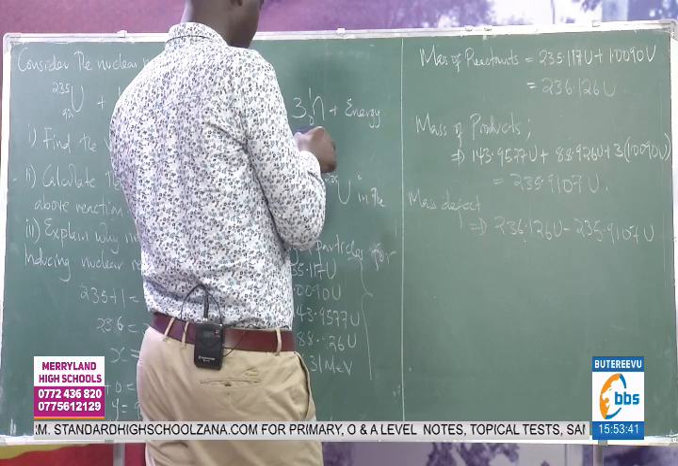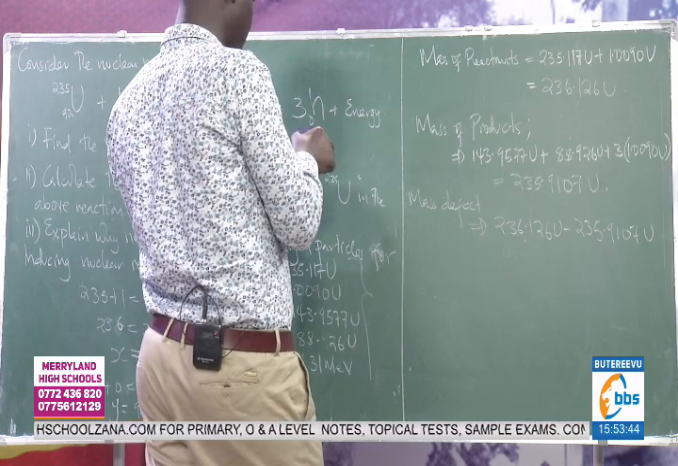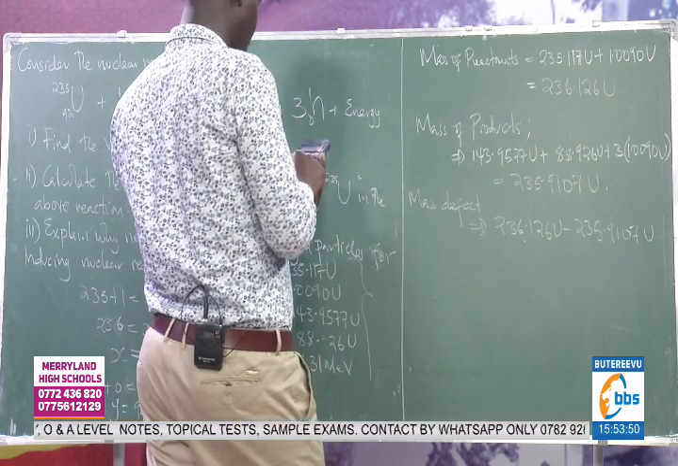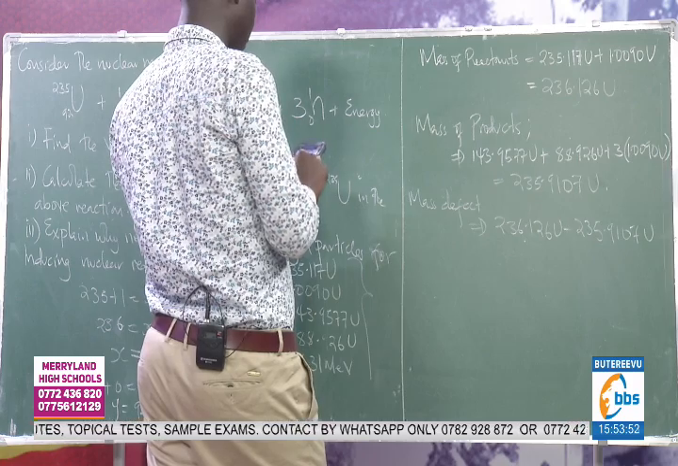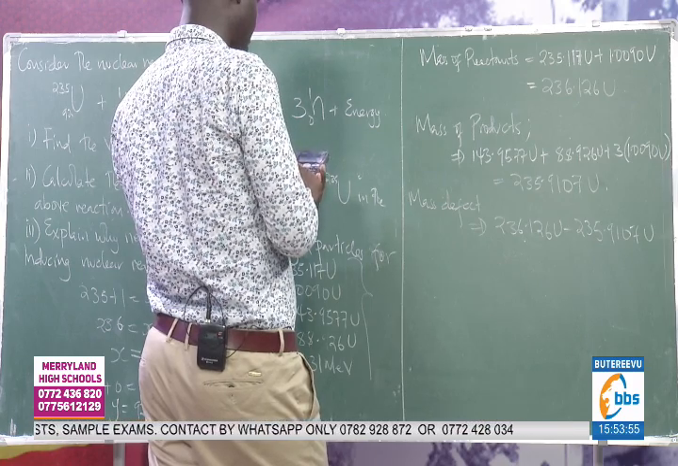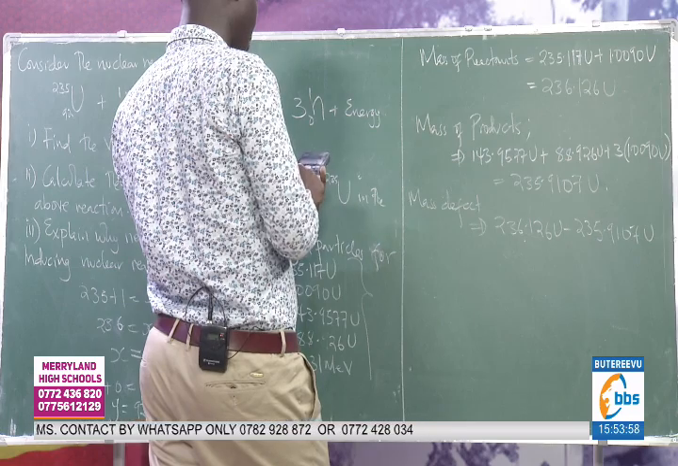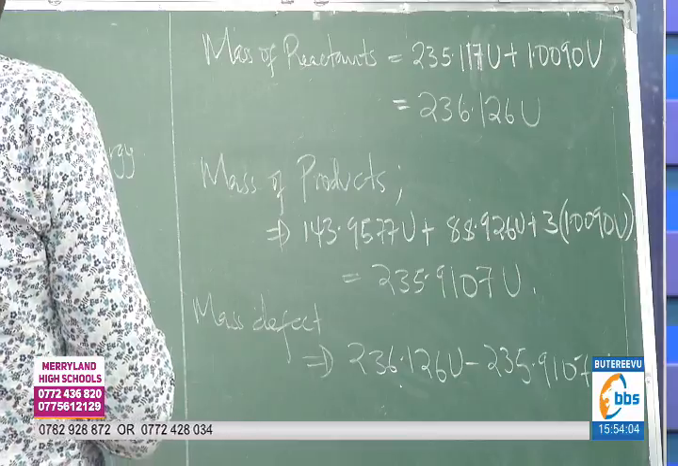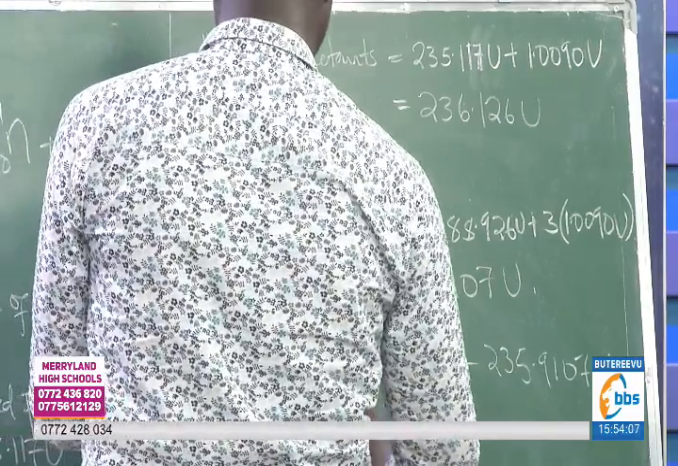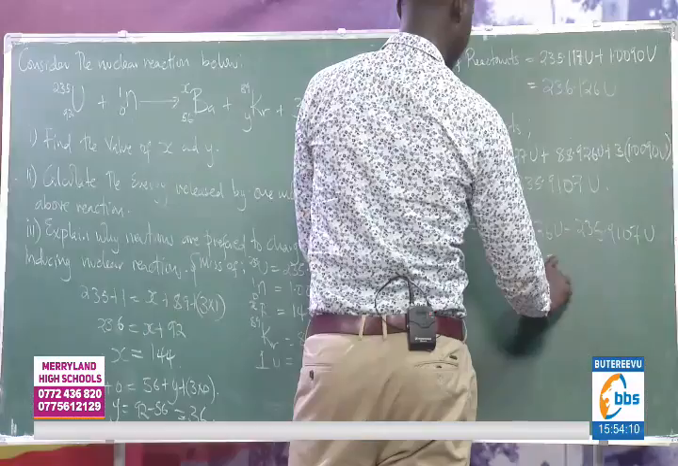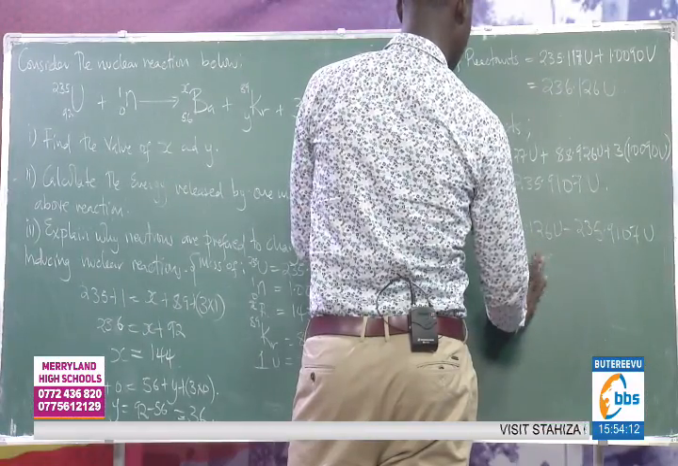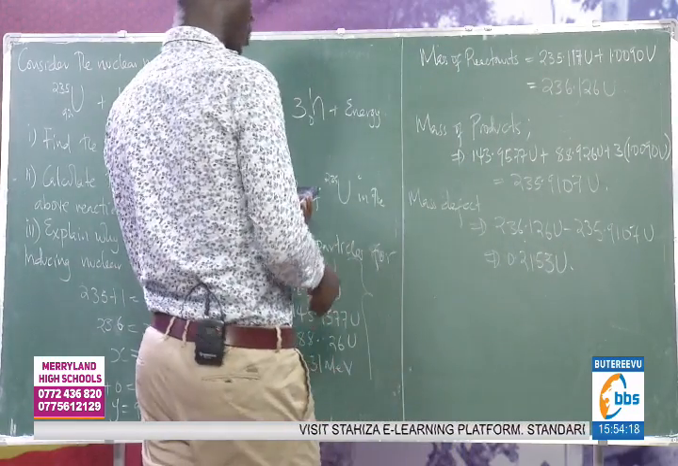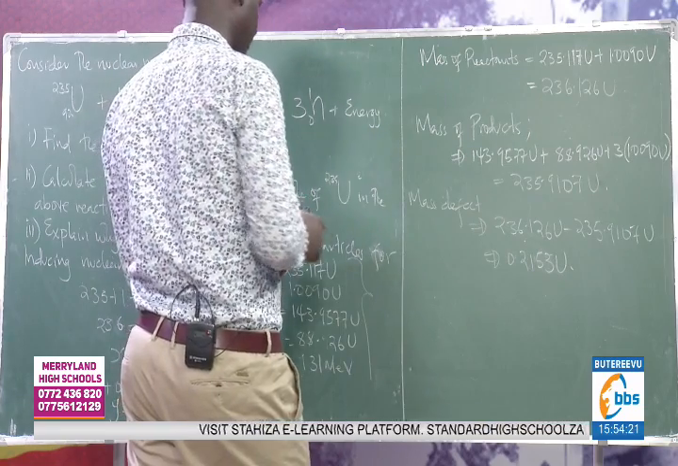143.9577, 88.926, is it what was given? Yeah. So I'm going to subtract those two. That is 236.126 minus the answer. I have a mass defect of around 0.2153 U. So what is the energy associated with this mass defect?